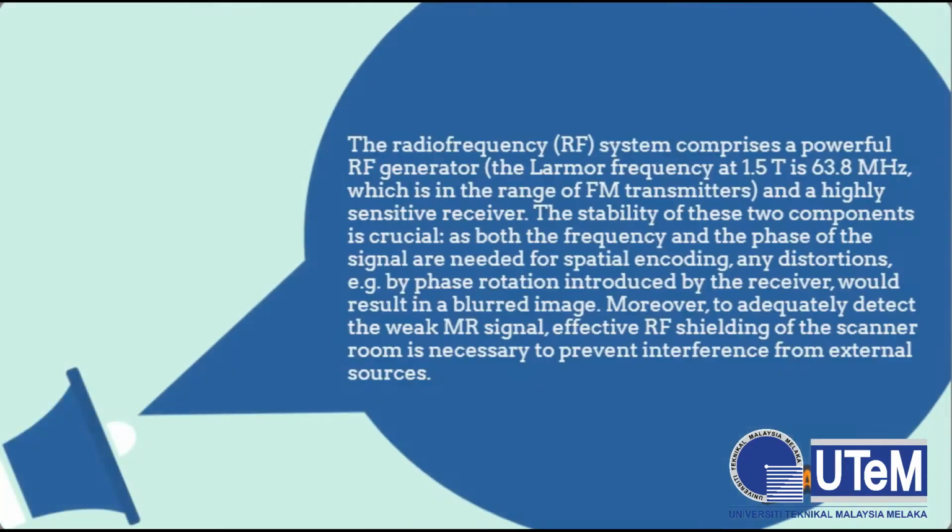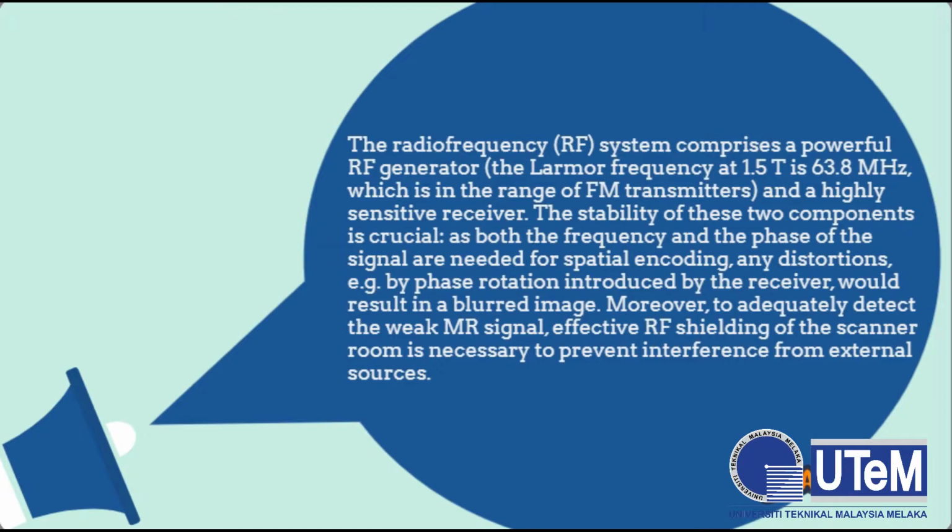The radio frequency system comprises a powerful RF generator, whose normal frequency at 1.5 T is 63.8 MHz, which is in the range of FM transmitters, and a highly sensitive receiver. The stability of these two components is crucial, as both the frequency and the phase of the signal are needed for spectral encoding. Any disturbance, for example a phase rotation introduced by the receiver, would result in a blurred image.